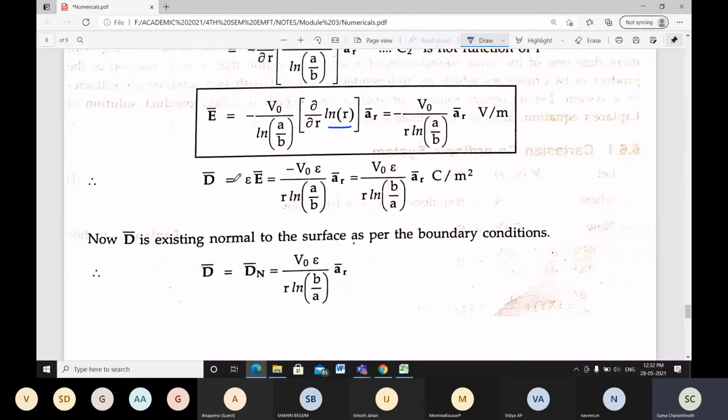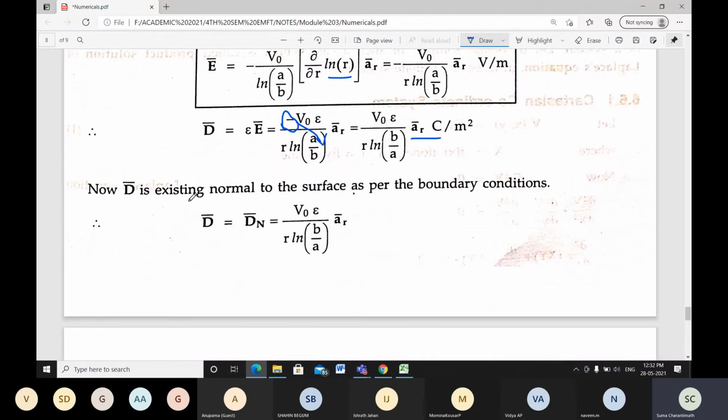Then you just substitute here, with a small calculation. The minus is taken: instead of ln(a/b) with a minus sign, it is written as ln(b/a). That is going to be V naught epsilon divided by r ln(b/a) into a_r coulombs per meter square. Then D exists normal to the surface as per the boundary conditions. Then D is going to be D_n, that is V naught epsilon divided by r ln(b/a) a_r.